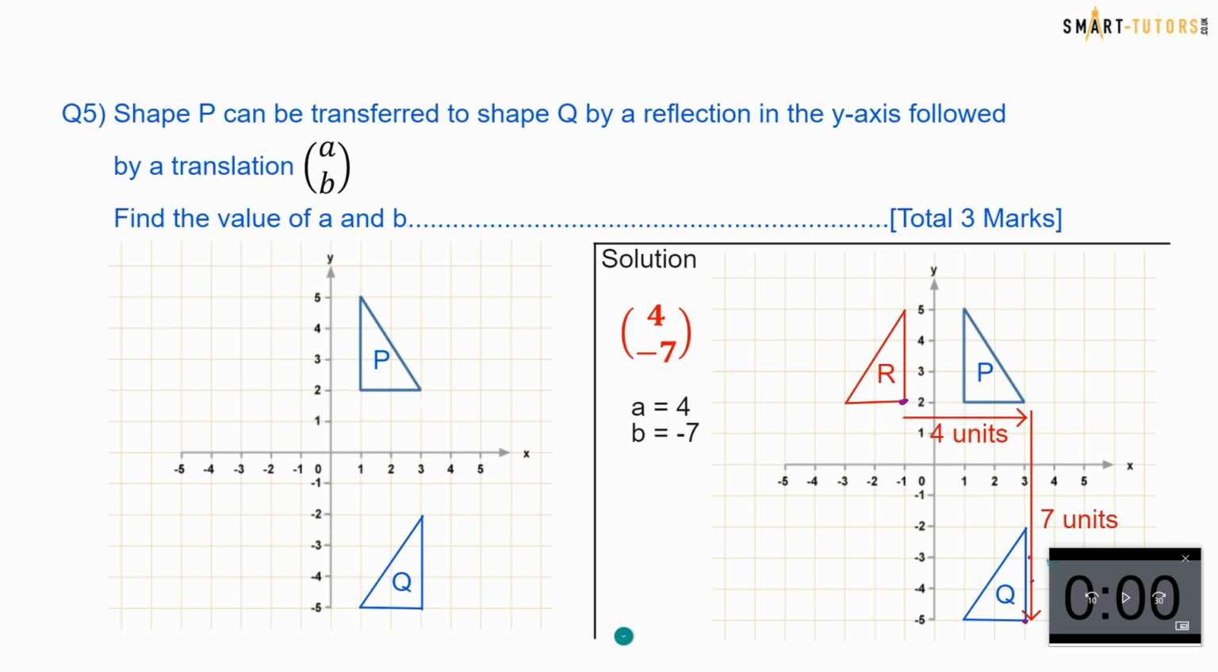The first one, x, is a positive 4 because you are moving right. When you're going left, it has to be minus. When you're going upwards, it's positive. When you're going downwards, it's negative. The reason why y is -7 is because you're going downwards 7 units. So the answer is (4, -7) for question number 5. Let's move on to question number 6.